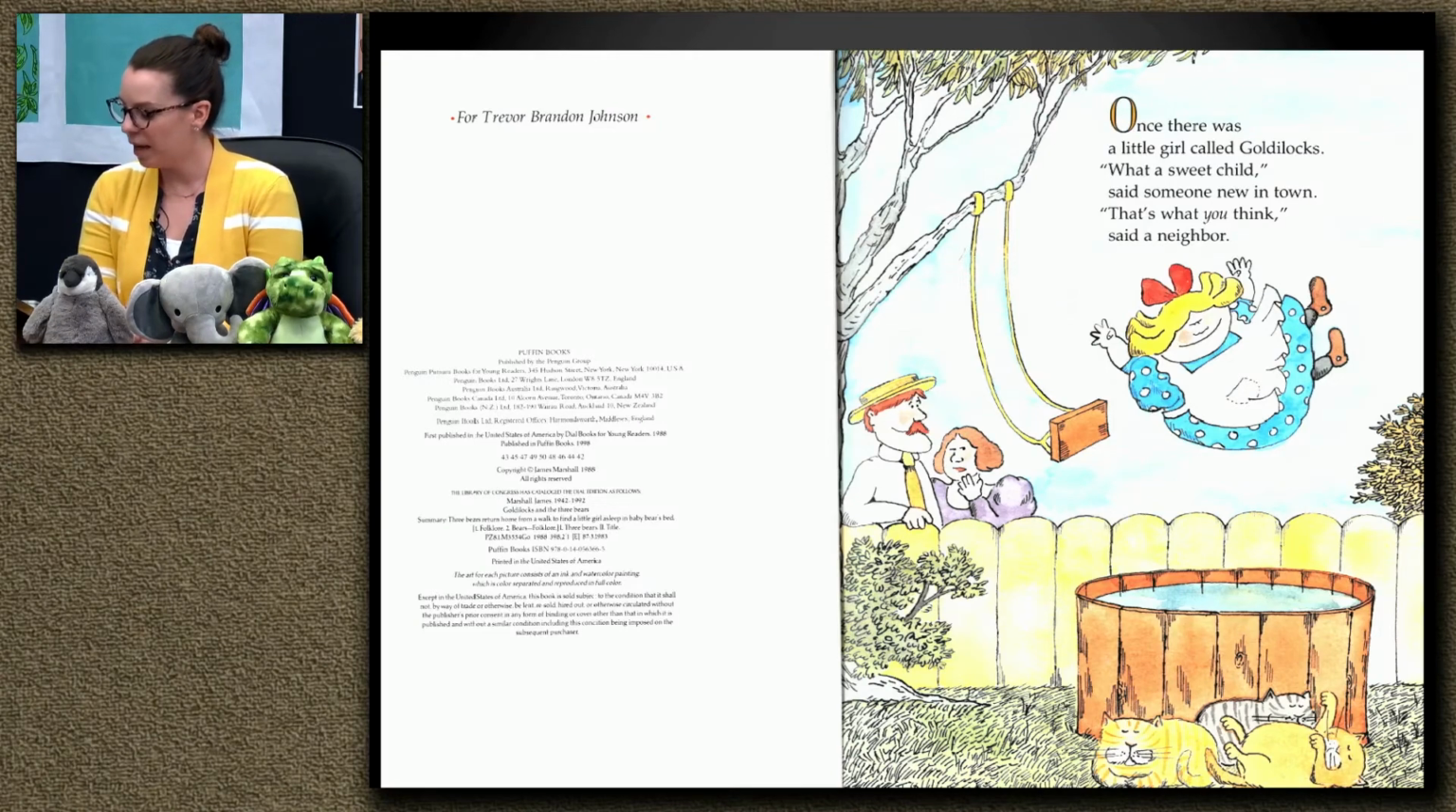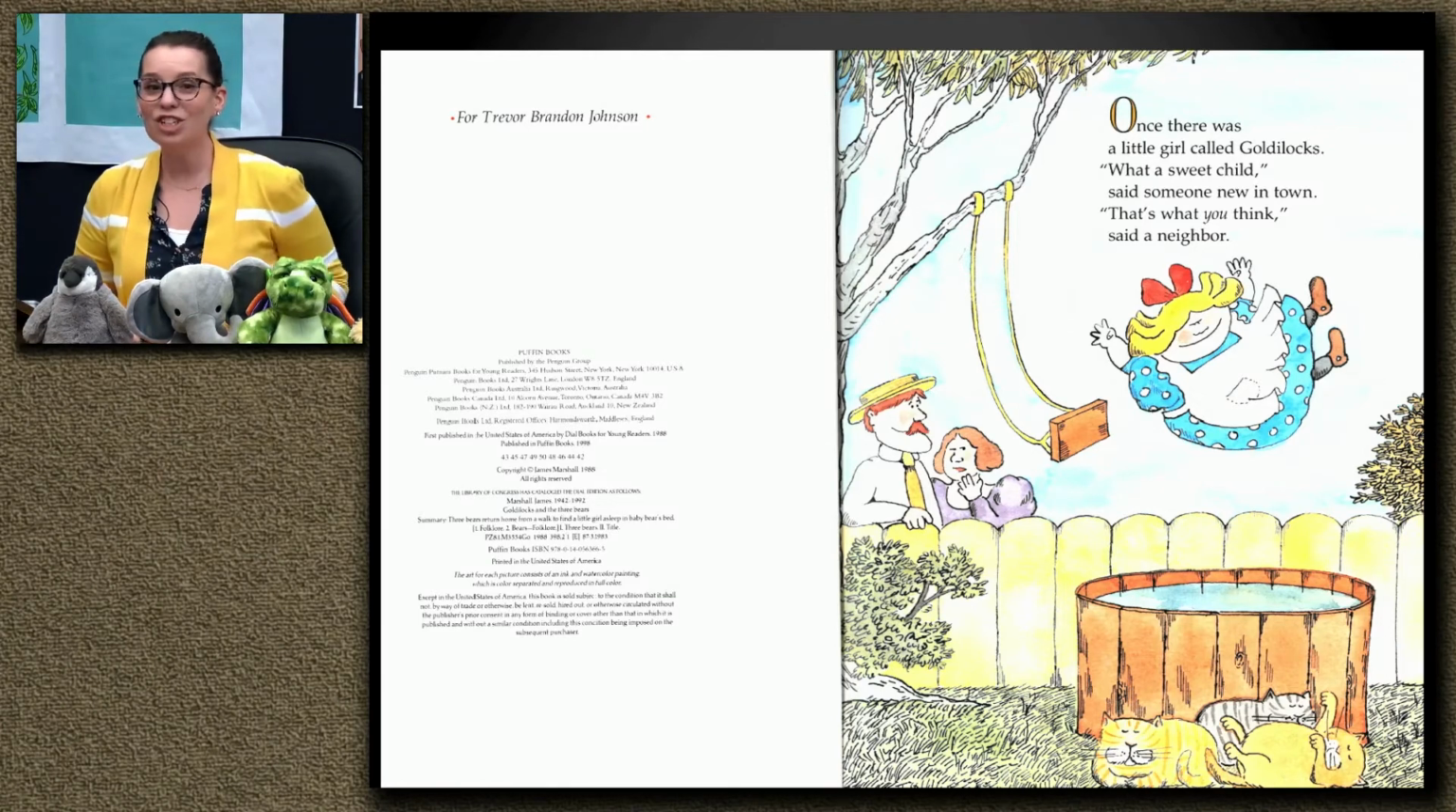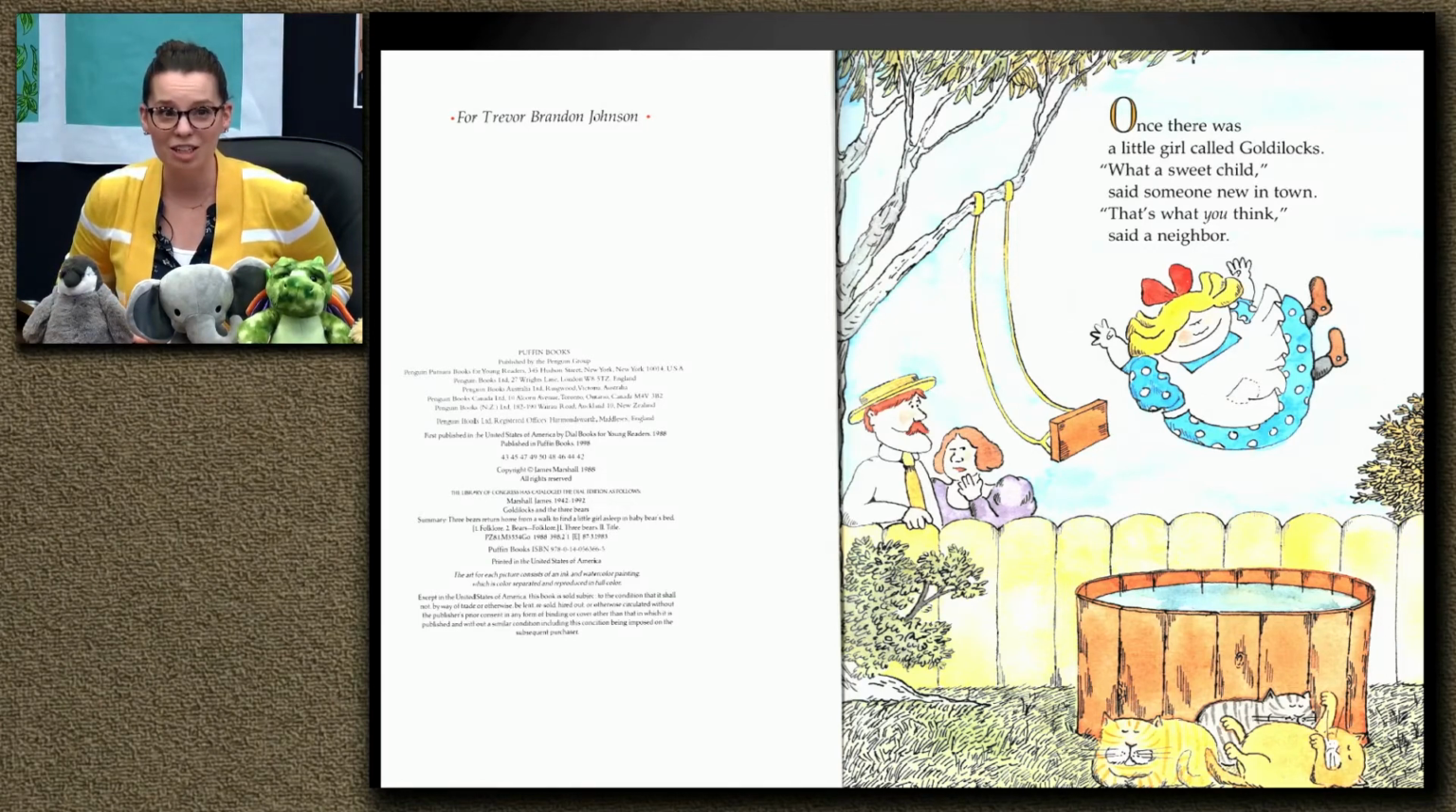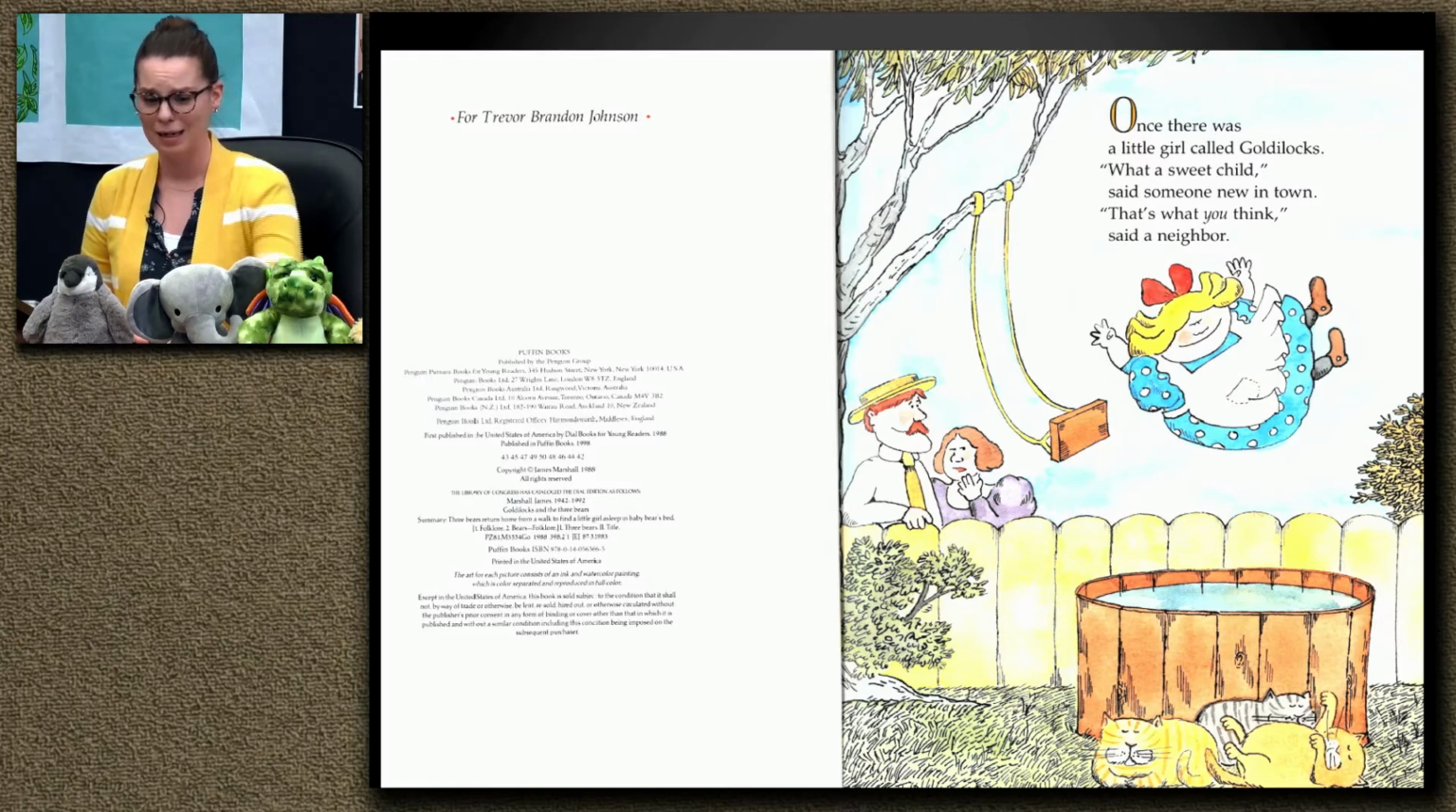Now, when I pay close attention to the illustrations, that's the picture, I can notice the character's face. I can pay attention to her eyebrows. They're kind of like this. And Goldilocks has kind of a funny smile. What is she doing? Pay close attention to the picture. Tell your learning buddy what Goldilocks is doing.